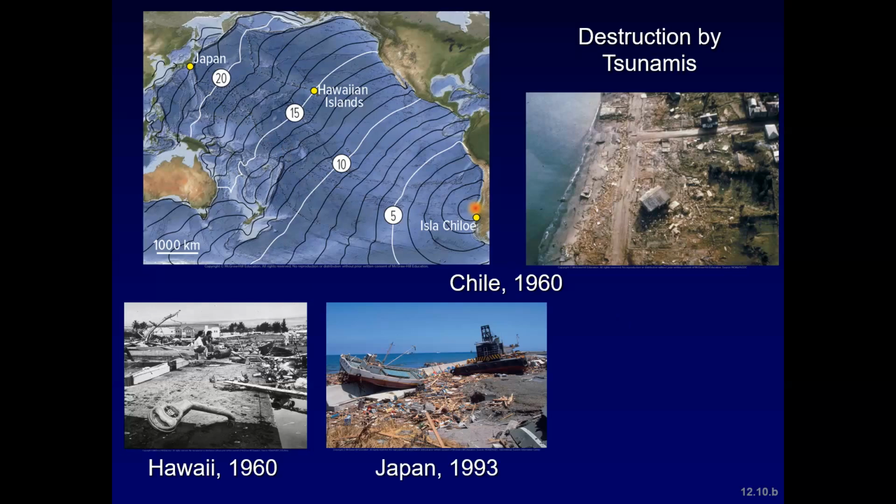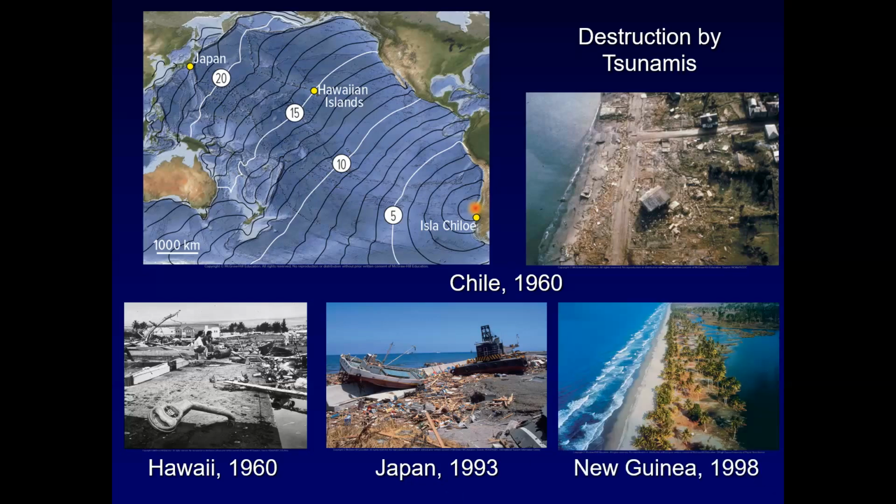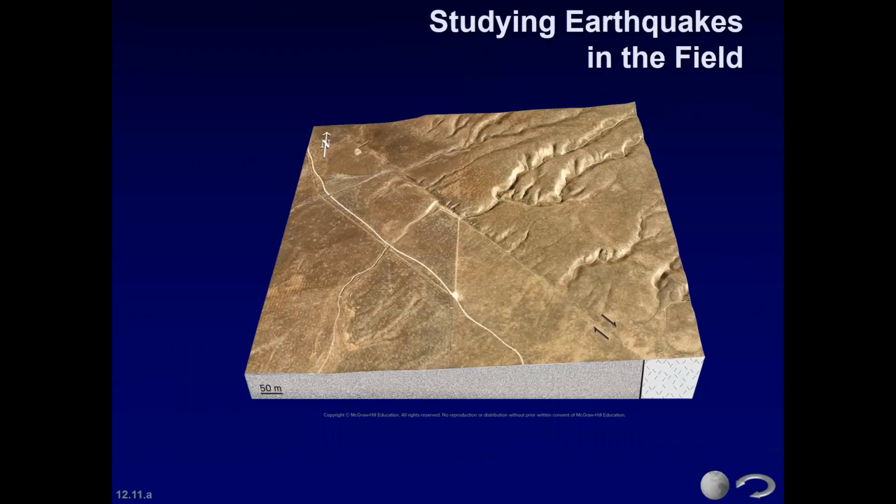And just another event, tsunami event in Japan in 1993. That was a major event. 100 people lost their lives in that. New Guinea in 1998. This earthquake actually generated 3 tsunamis that killed 2,200 people. It's no joke. It's very serious, very dangerous.